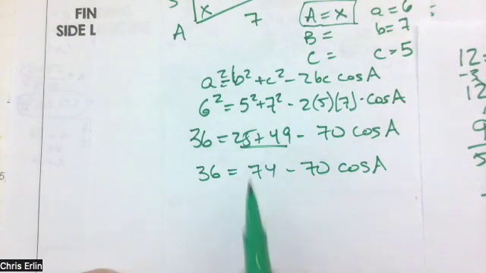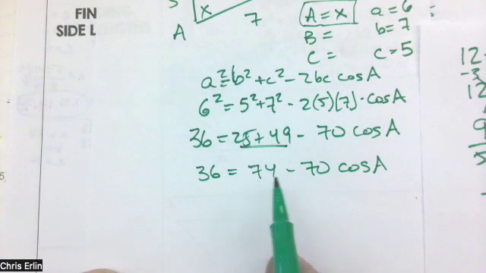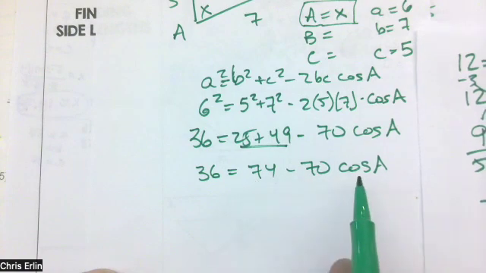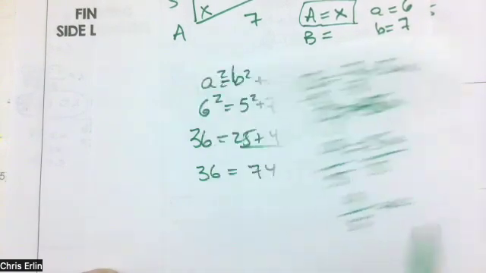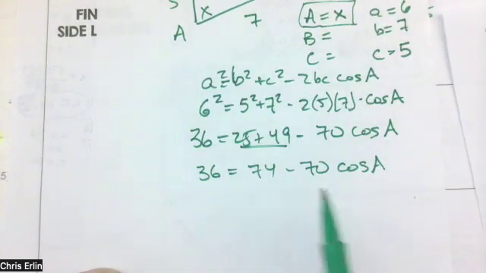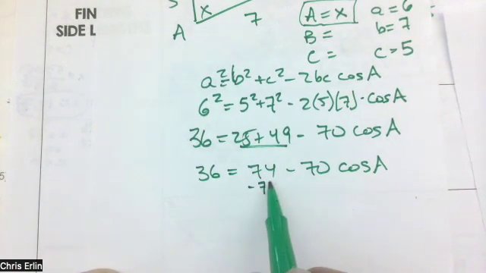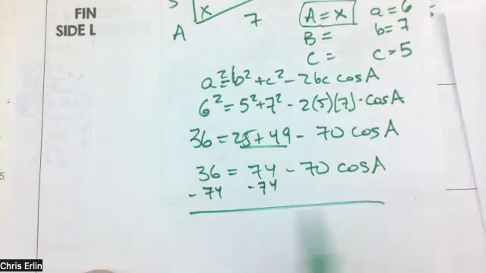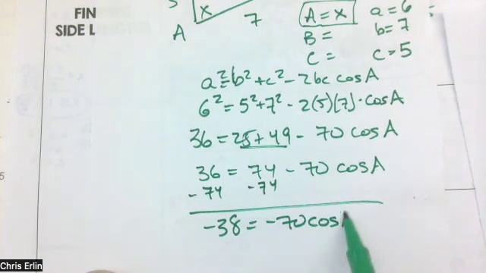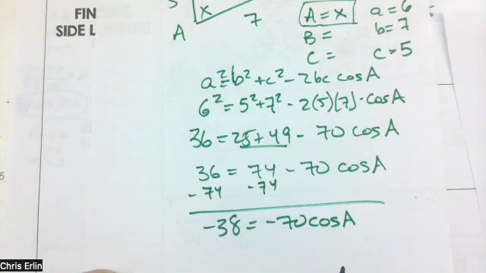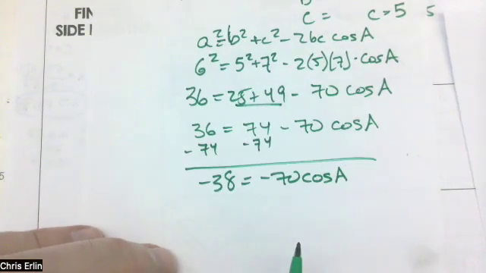Good. This is the mistake people make. They say 74 minus 70 is 4 cosine A. That's not valid. You can't take 3 plus 5x and call it 8x. You can't combine these two. So instead, I'm going to subtract 74. I get negative 38 equals negative 70 cosine of A. How do I solve? What's my next step?